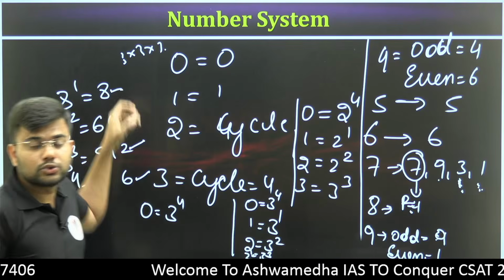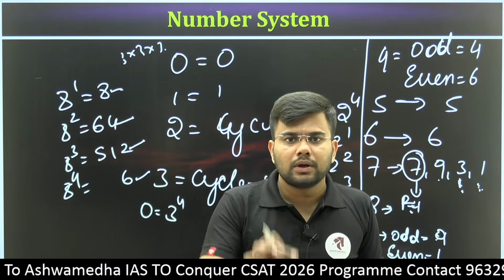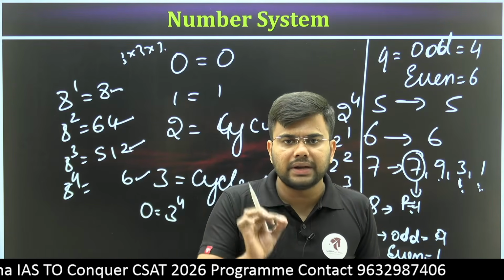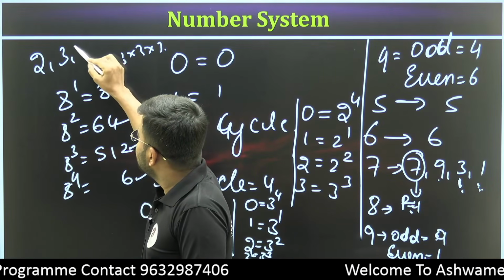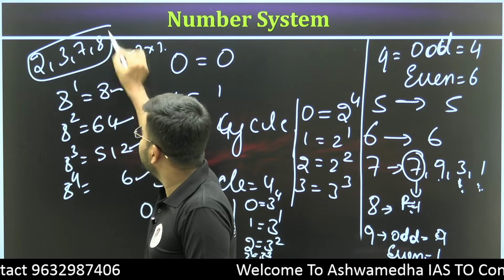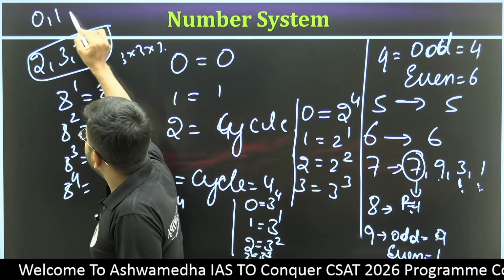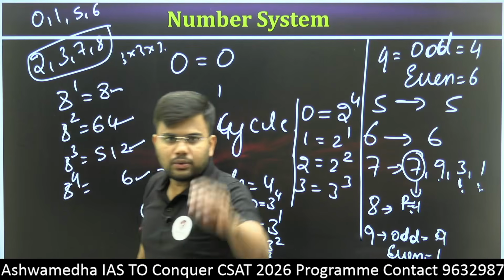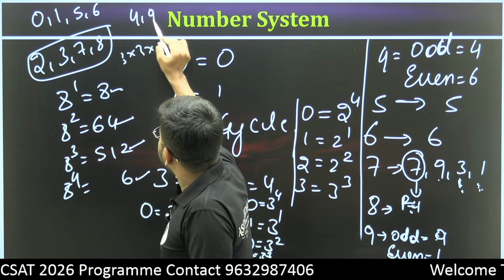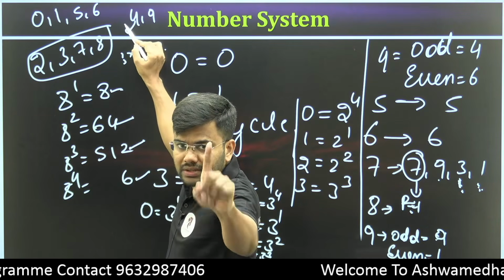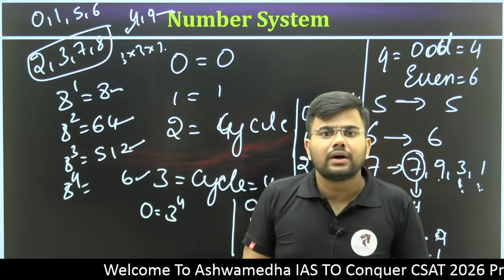When you get the remainder, you're supposed to divide the exponent, that is the power, by what? 4. Why 4? Because the unit digit of 8 repeats in a cycle of 4. Now we have got 2, 3, 7, 8. These 4 numbers, the unit digit repeats in a cycle of 4. For 0, 1, 5, 6, the unit digit would be the same digit itself. If it is 4 and 9, if it is odd, 4, even 6. If it is odd, 9, even 1. I hope you have got it. Understand these facts.